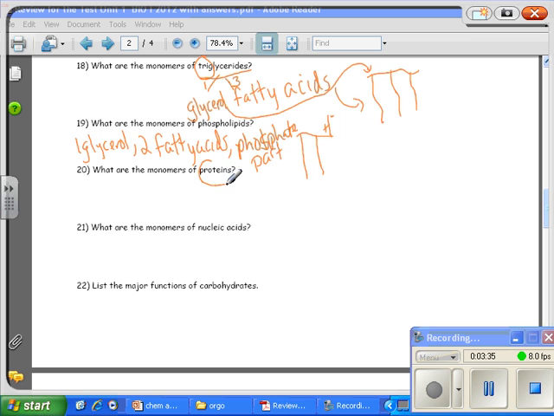The monomers of proteins. So these are different from lipids because lipids don't really fit into a nice category. With proteins, all of the monomers are amino acids. And there are 20 different amino acids. The monomers of nucleic acids are nucleotides.